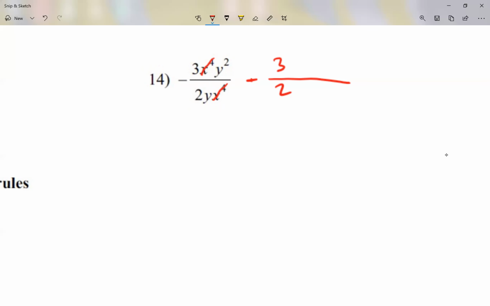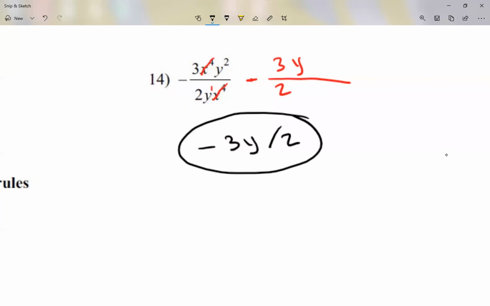When it comes to y, the y at the bottom, technically it is y to the 1. I subtract my exponents. 2 minus 1 is 1, but the bigger exponent was on top. So I put the y on the top. The way I'm going to type this out will be a negative 3y over 2. Anything before the backslash is what goes on the top. Anything after the backslash is what goes at the bottom. If there's a negative sign, bring it to the very front.